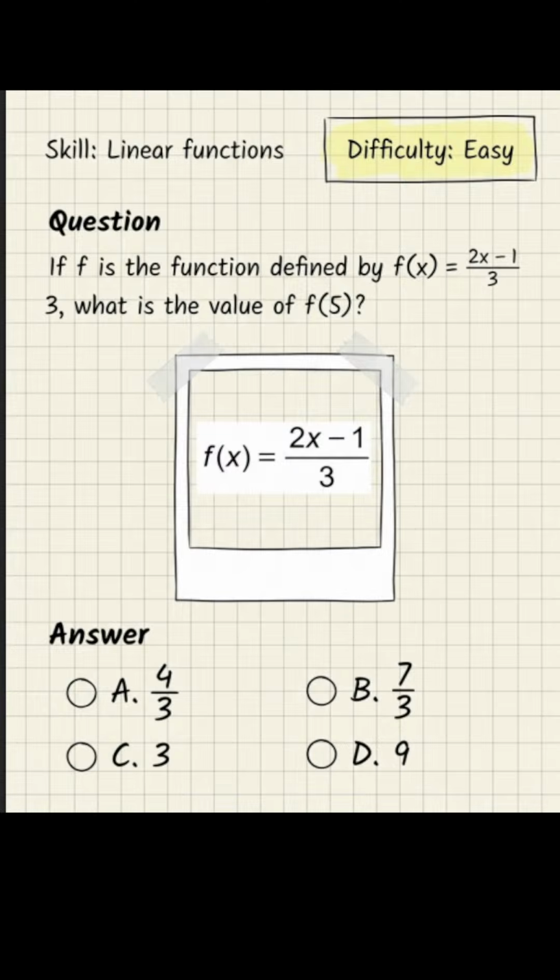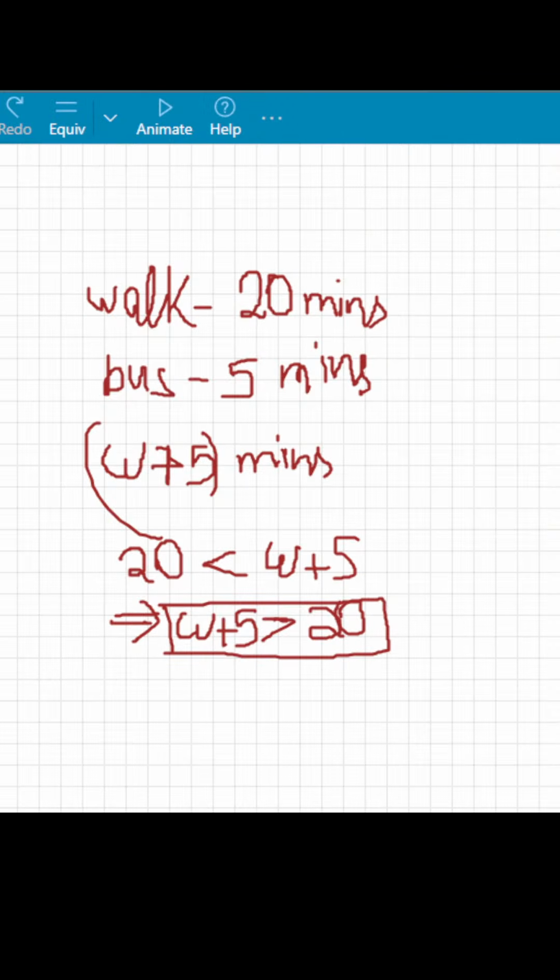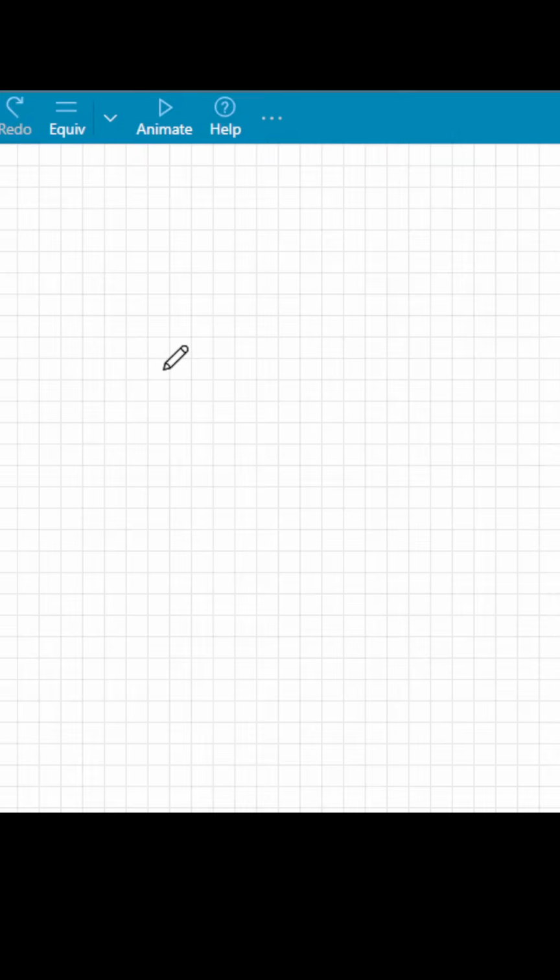Okay, now let us do the solution and see if that is the right answer. Okay, so we are given that f of x is 2x minus 1 by 3. So write that down. f of x is equal to 2x minus 1 by 3. So we have to find f of 5.